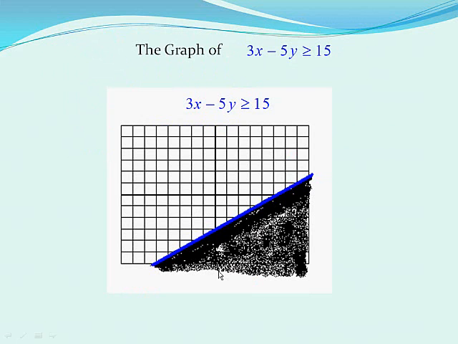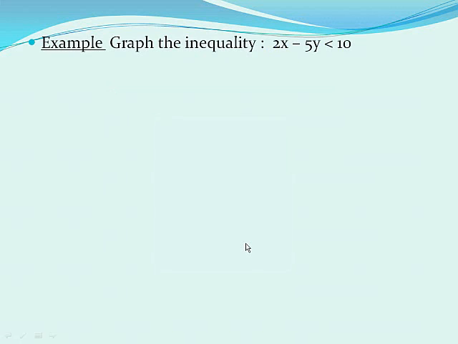So this is a complete picture here. We have the boundary line, solid line. Shading is the side opposite to the origin because we tested at the origin and found out that it is not satisfied. So the half plane below this boundary line is the graph of the given inequality. Let's do another example here.